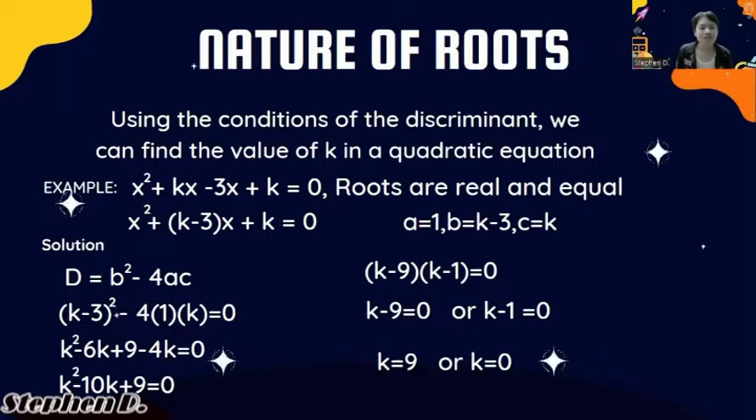First, we need to combine similar terms. So we have kx minus 3x. Since they have a similar variable, we combine them, so we have x squared plus (k minus 3)x plus k equals 0. So our a is equal to 1, our b is k minus 3, and our c is k.